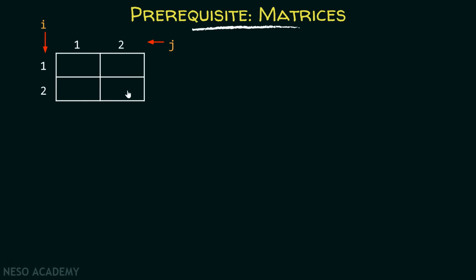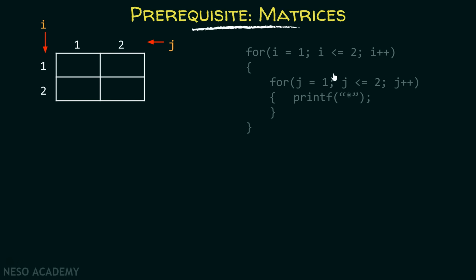How are we able to do that? Here is the code which will actually print stars in these boxes. For i equals 1, i less than or equals to 2, i plus plus, and inside this for loop you're having another for loop, and in this for loop you're having a printf function which prints stars in these boxes. Now think about it, how does this particular nested for loop structure work?